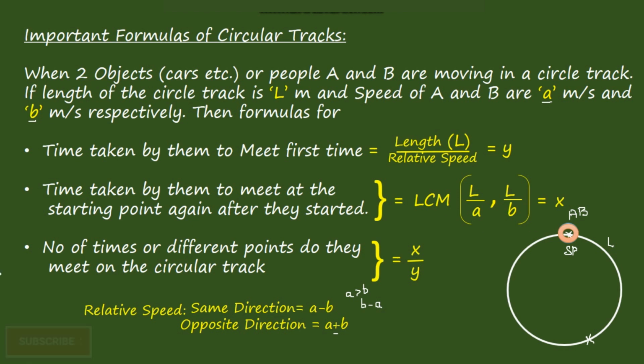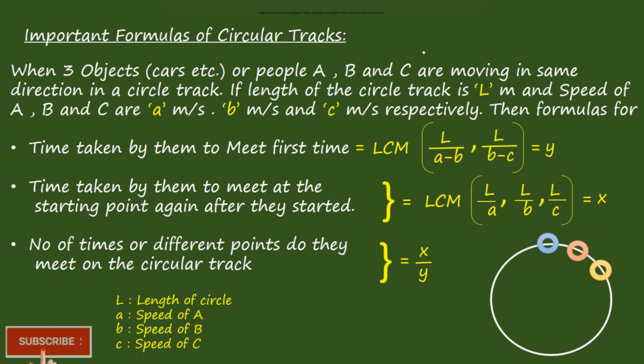Coming to the next formula: the number of different points at which they meet in a circular track. They meet here, here, and here. How many times they have met is x by y. What is x? It is the LCM of L by A and L by B, which is the time taken by them to meet at the starting point again after they started. And y is length by relative speed, which is the time taken by them to meet the first time. Coming to a few more formulas now.